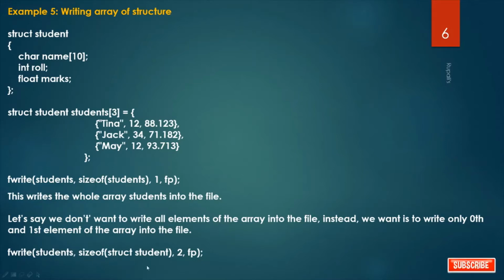Then sizeof struct student, the size of each structure, this structure. Then 2 means I just want to write only the 0th and first element of the array into the file. So you have to write 2, and fp is the pointer that points to that particular file where we want to write.